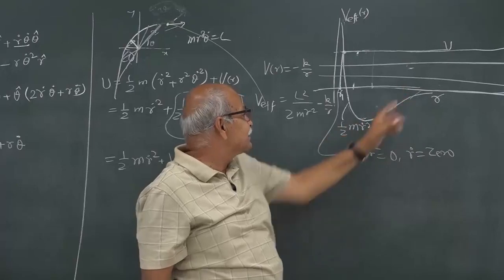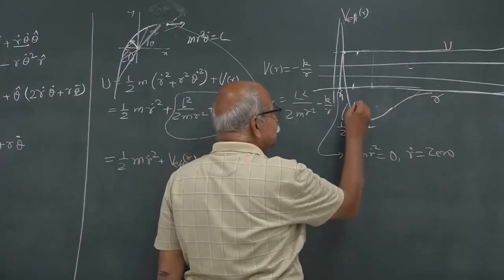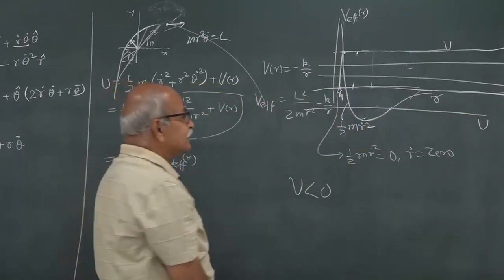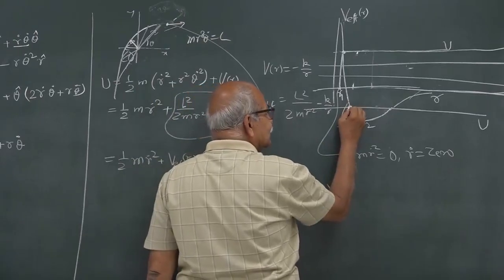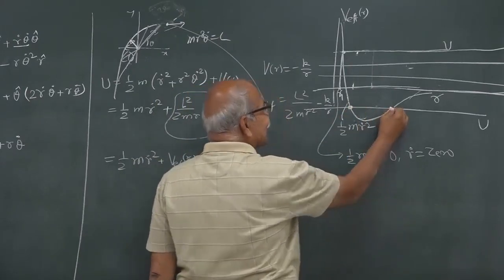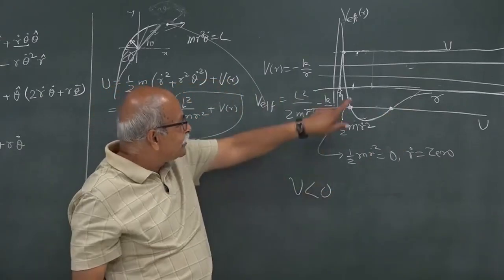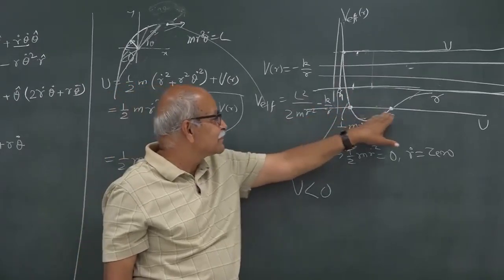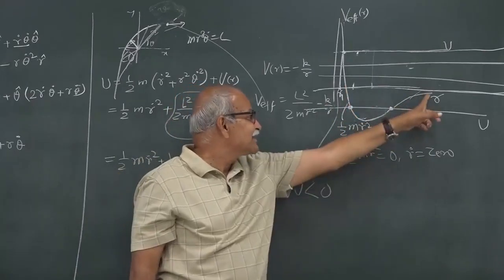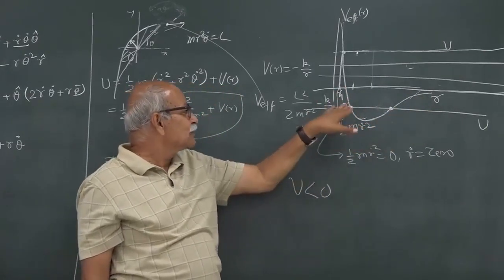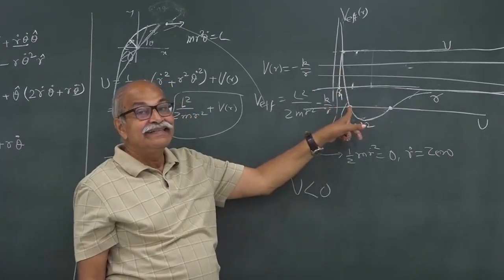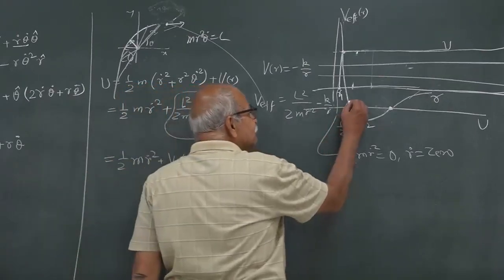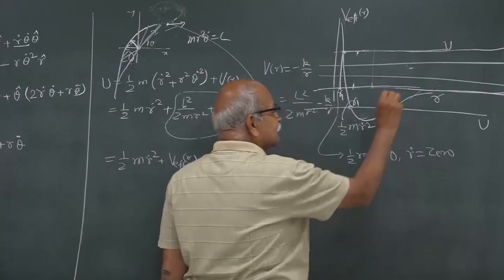But if u is less than 0, suppose this is u, then this is the point where r dot is 0. And this is the point where r dot is 0. The total energy and the effective potential energy are the same. Here is total energy and here is effective potential energy. So, at the points of intersection, the total energy and the effective potential energy are the same, and that means r dot is 0. So, this corresponds to minimum and this corresponds to maximum.